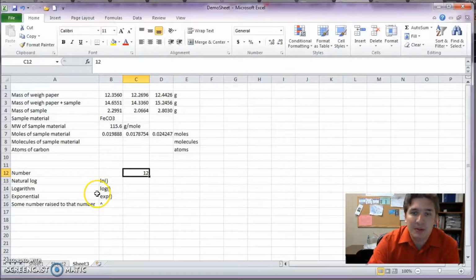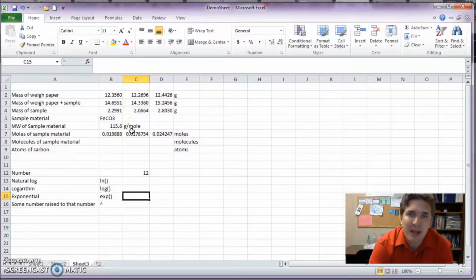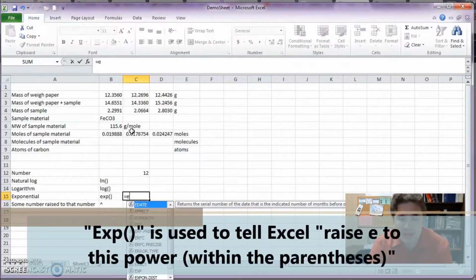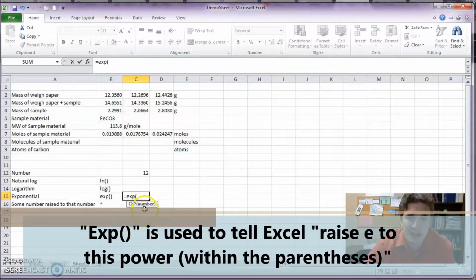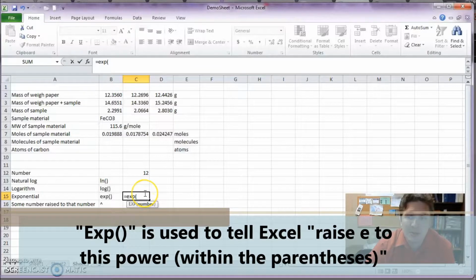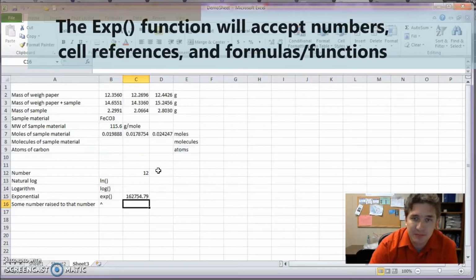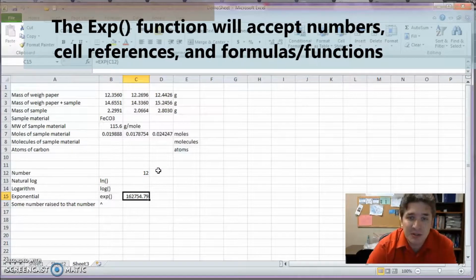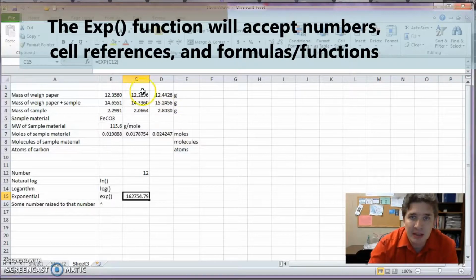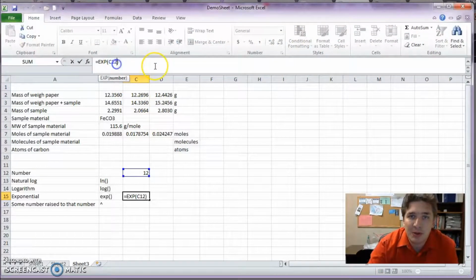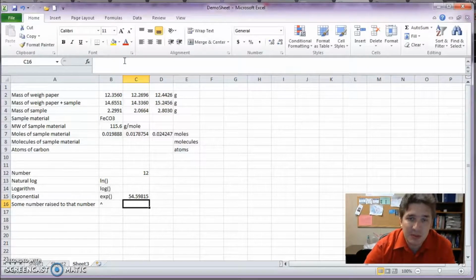So let's say we have the number 12 here, and we want to figure out what E raised to 12 is. Well, we have the function called exp, so we type equals to call the function, type exp, open parentheses. It's going to say exp and it wants the number. Now it's only going to accept a number, but it will also accept functions as well. So if we just enter 12 and we hit enter, E to the 12th power is 162,754.79. Let's say instead of 12, we want 12 divided by 3, or whatever's in the cell divided by 3. We just type the cell, divide by 3, and put our algebra within these parentheses. So it's calculating the exponential of anything that's inside those parentheses.